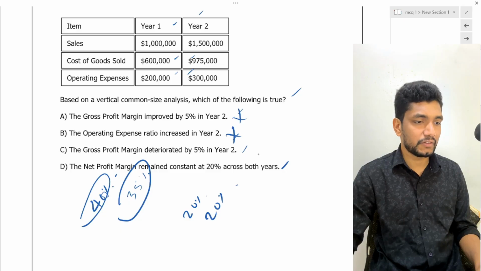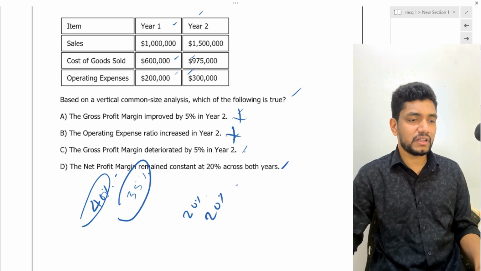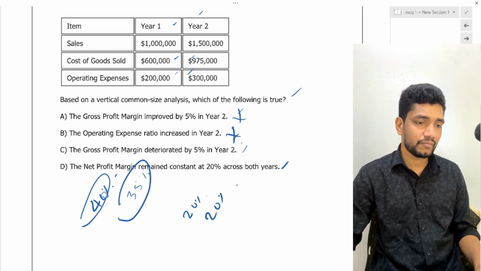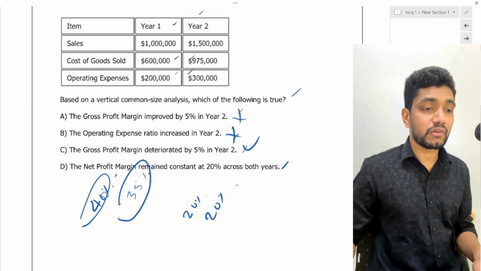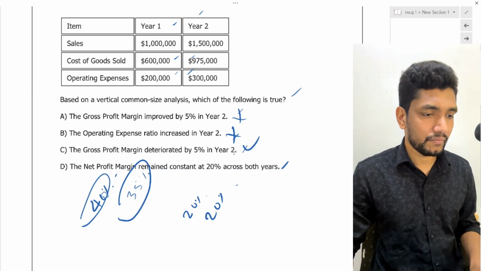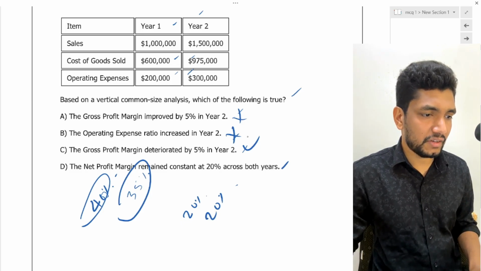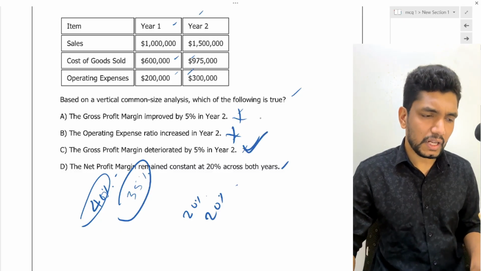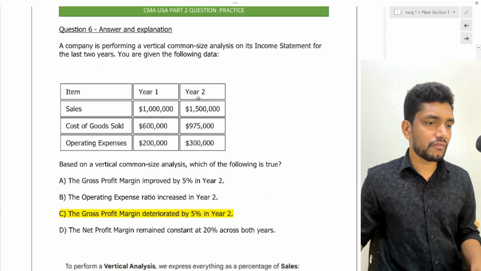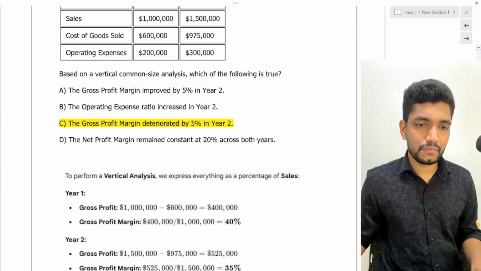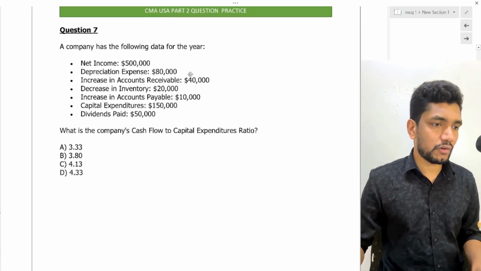So let's move to statement 3. Gross profit margin deteriorated by 5% in year 2. So that is a true statement. We already calculated the gross profit margin here. So it is reduced by 5% in year 2 compared to year 1. So in this case, the correct answer is option C, that is, gross profit margin is decreased by 5% in year 2. I have already given the answer and explanation on the next page. So let's move to the next question.